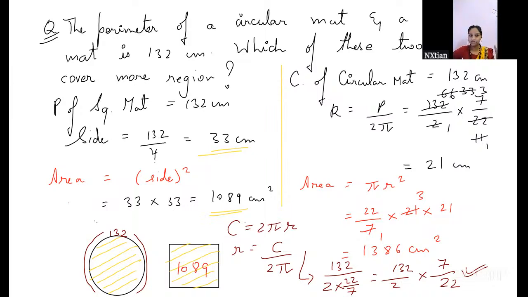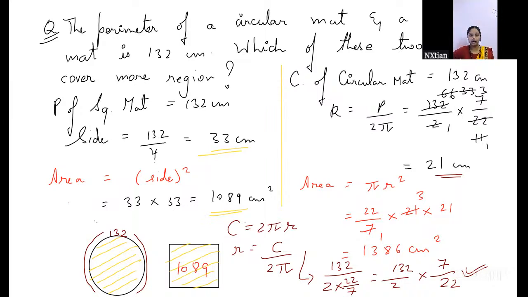So now I have all the values. Now I can cancel and solve 132 by 2 into 7 by 22 to calculate my radius. I cancelled everything. I have my radius, 21 centimeter.